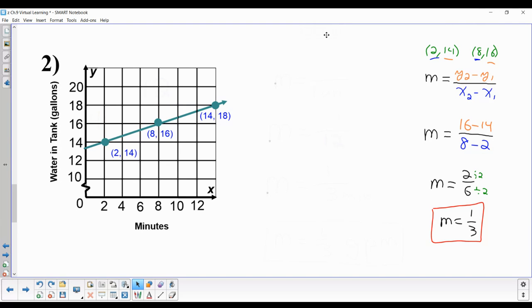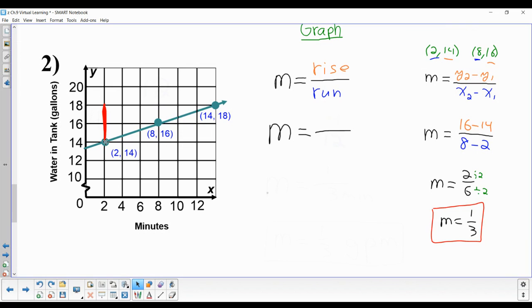To do this off of the graph, I'm going to do the same steps we always do when we have a problem that uses a formula. I'm going to write the formula. When we have a graph, slope can be found doing the rise over the run. So the slope is equal to, I pick any two of the points that I have. Doesn't matter which two. So I'm going to choose the first point, (2, 14), and the last point, (14, 18).